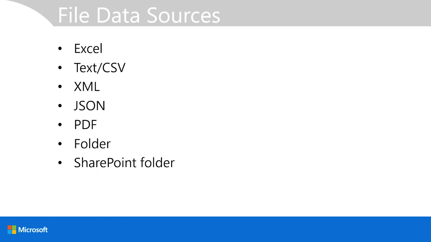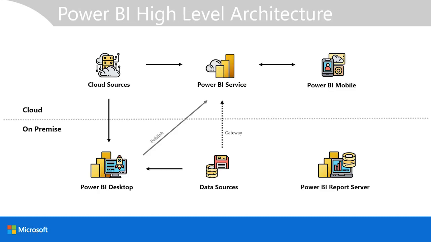So let's go ahead and quickly take a look at the architecture of Power BI so we can see where those files may be located. As you may recall from a previous lesson, this is the Power BI high-level architecture. Above the dotted line are things that are considered to be in the cloud, and below the dotted line in the middle of the screen are things that are considered to be on-premise.